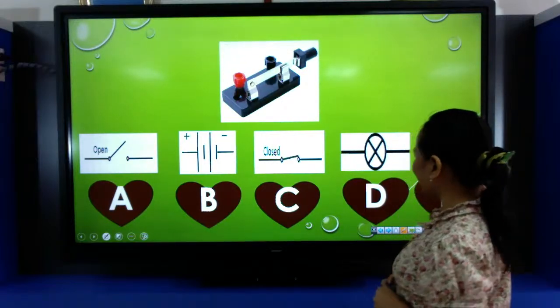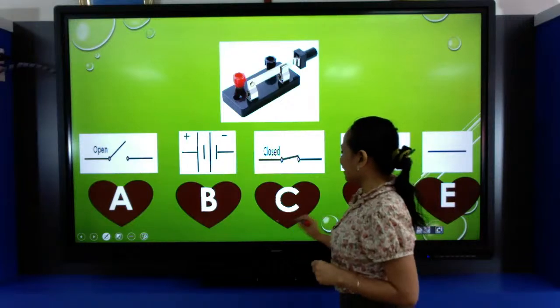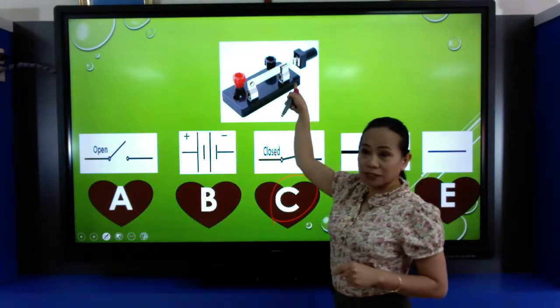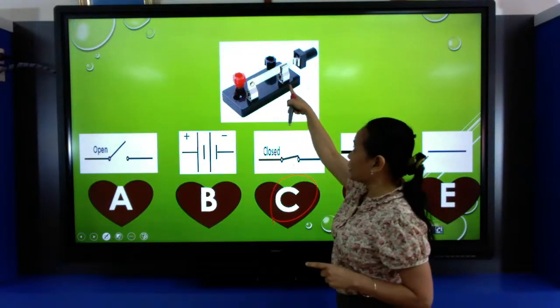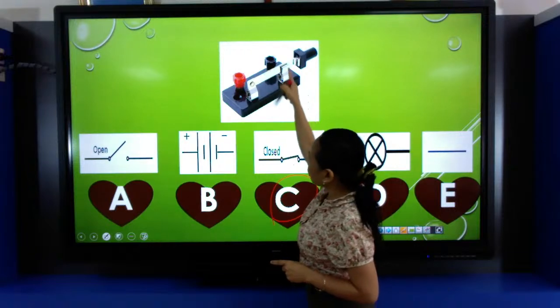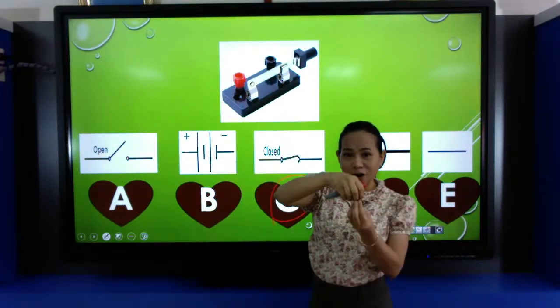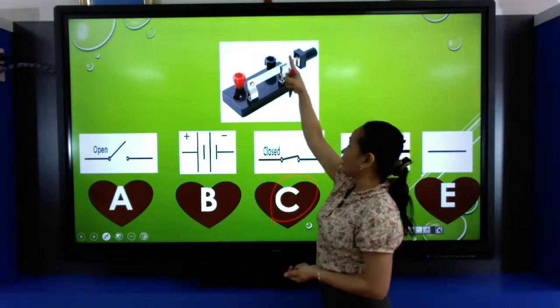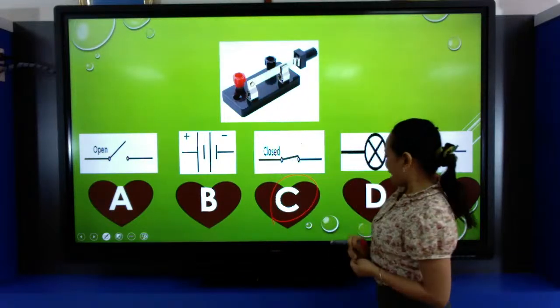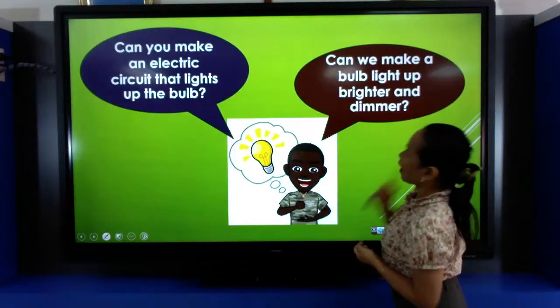Very good. Grade 6. The correct answer is closed circuit. It is closed. Okay? This is closed and the one is open. If it is open, it should be like this. Okay? Up. Okay, next. No more?